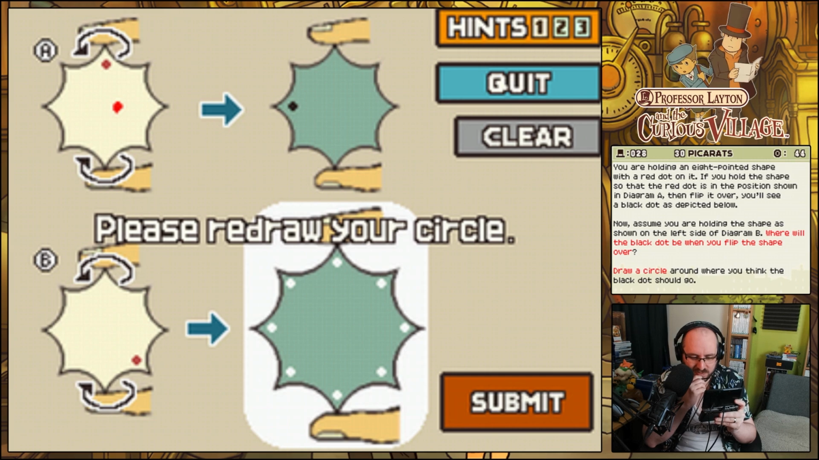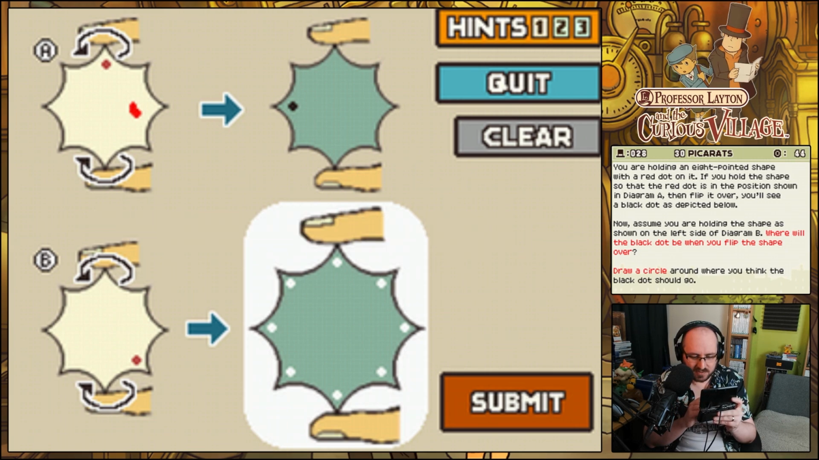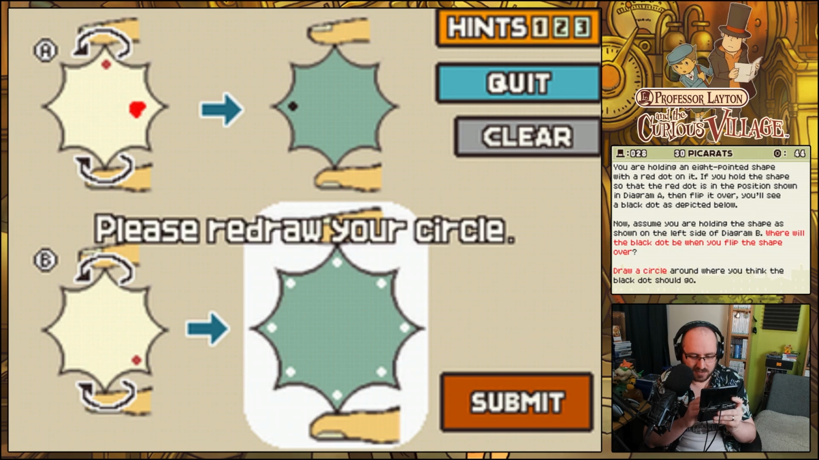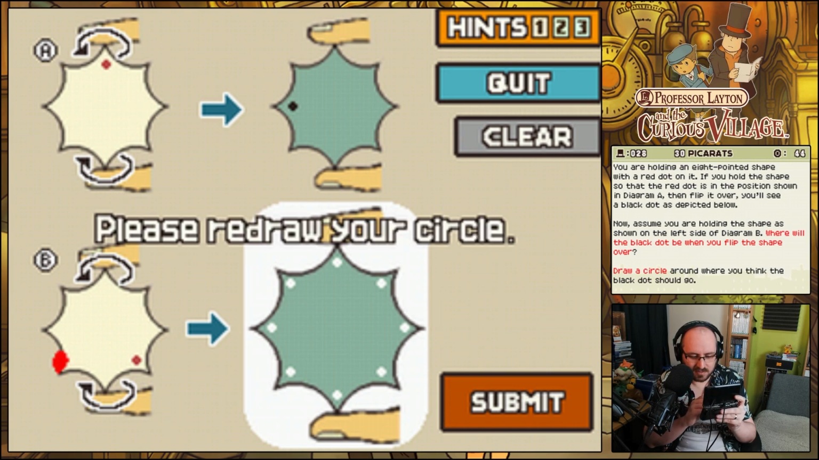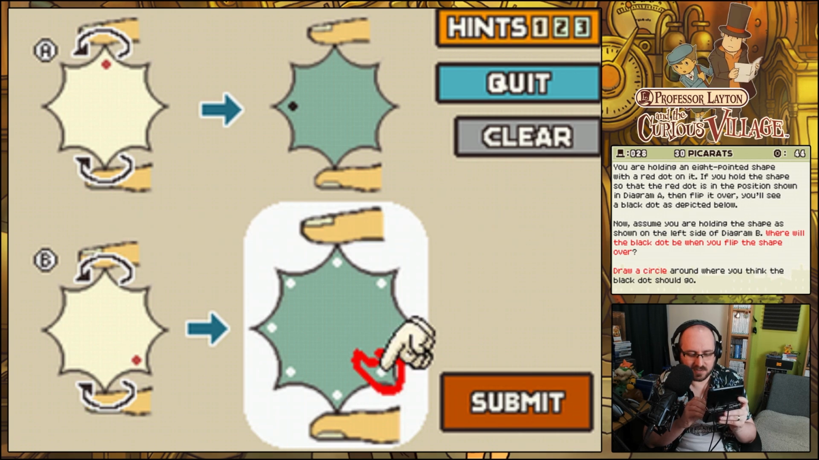I guess you just gotta find out where the black dot is originally in this image. So you just tilt. So the black dot's here. Say it's here, right? According to that. And then if you flip it, it actually ends up where that is. Correct? There we go.